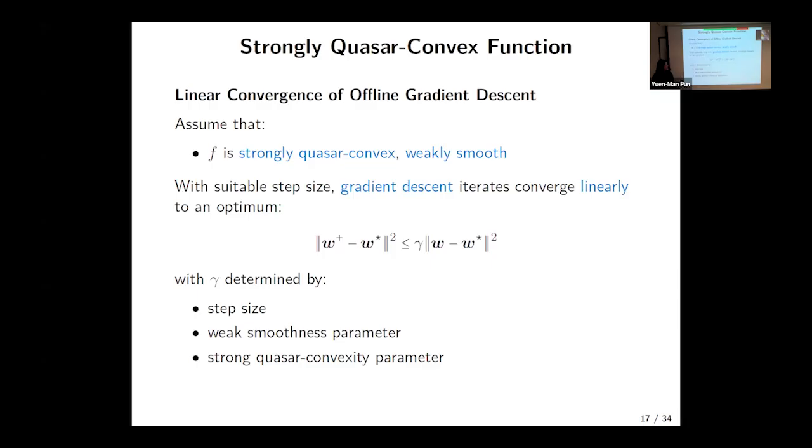So this is interesting, because previously for non-convex functions, we could only use Polyak-Lojasiewicz and establish the linear convergence of function values instead of the iterates.